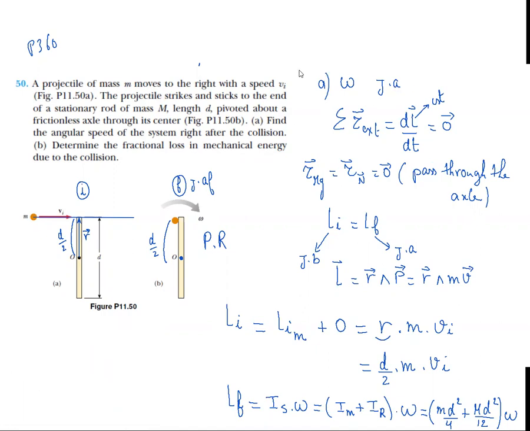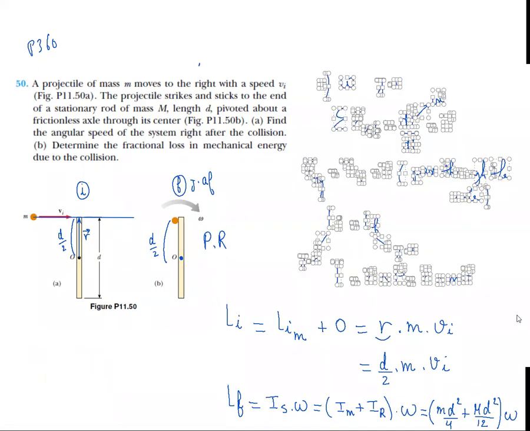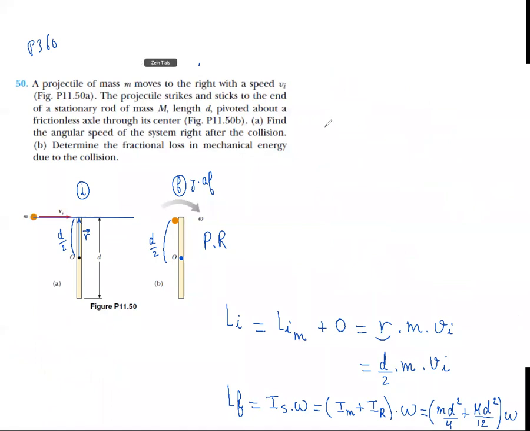Here we have L initial equals L final. So (D over 2) M V initial equals M D square divided by 4 plus M D square divided by 12, times omega. I want to calculate omega.